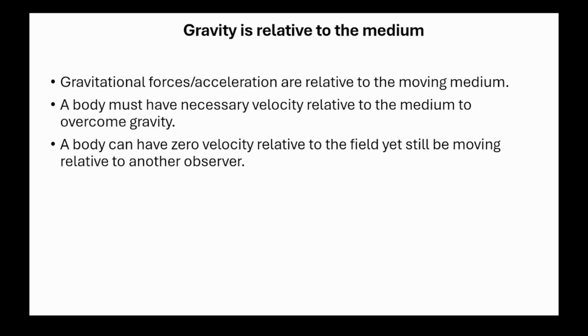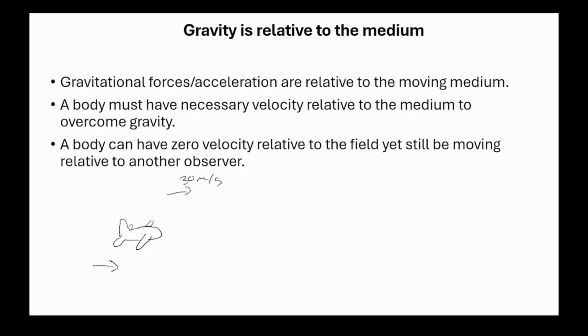What I'm trying to say here is if the bodies are essentially standing still relative to the medium, we can make an argument that maybe the gravitational forces and the accelerations are all relative to a moving medium. And so a body must have the necessary velocity relative to the medium to overcome gravity. So if a body has zero velocity relative to the field, so the rotating medium, if the medium is moving, we would still see it as having velocity relative to an observer. Similar thing here is if you had an airplane, this airplane needs 30 meters per second to fly.